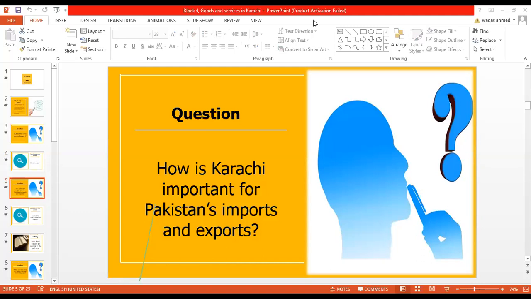First of all, let me tell you the meaning of import. The meaning of import is when you purchase something from another country. For example, Pakistan is purchasing petrol from Saudi Arabia, so Pakistan is importing petrol from Saudi Arabia. If we talk about exports, exports means Pakistan sells things to other countries. Like Pakistan is selling mangoes to China, so Pakistan is exporting mangoes. Are you understanding or not? Exporting means selling and importing is buying. So how many students have understood the meaning?